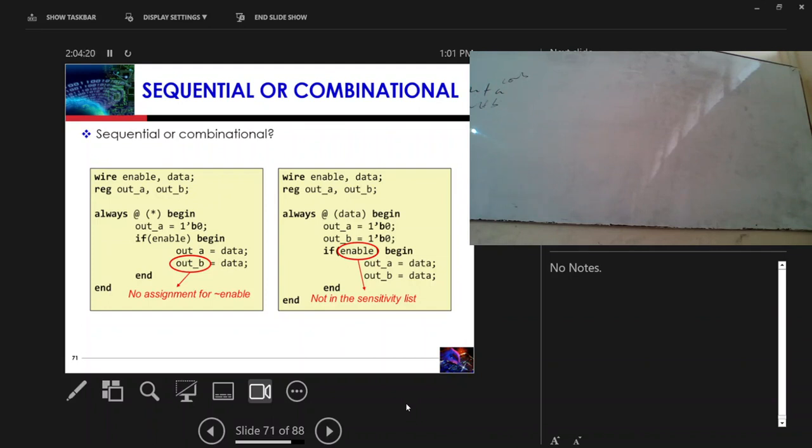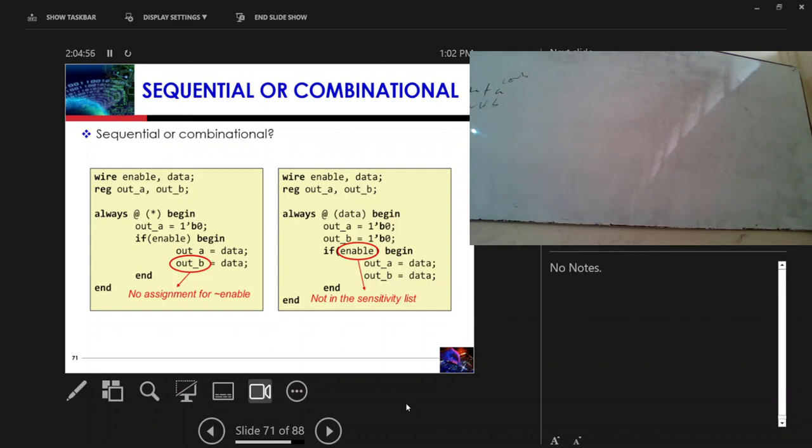Now, if you get into the next code, if enable, you can see that out B is only assigned if enable is high, right? Both of them are actually assigned if enable is high. But the point is that out A will be executed first before we get into the next section of the code. So now if enable, out A will be assigned, out B will be assigned.